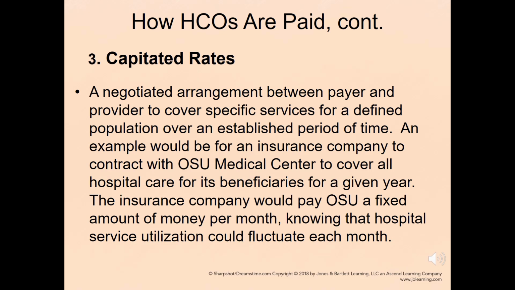A capitated rate is simply a negotiated arrangement between a payer and a provider to cover specific services for a defined population over an established period of time. An example would be for an insurance company to contract with OSU Medical Center to cover all hospital care for its beneficiaries for a given year. The insurance company would pay OSU a fixed amount of money per month, knowing that the hospital service utilization could fluctuate each month.